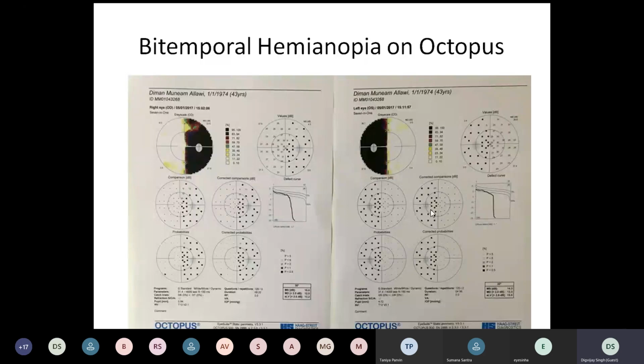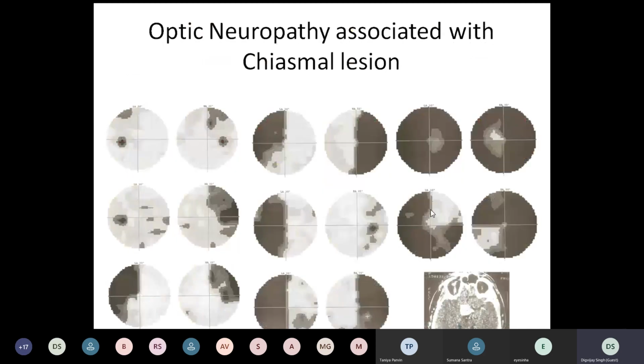So I've kept this here, so that you don't make a mistake. Always keep the fields on the correct side when you get them, and that's when you need to see what the field is. And remember, in neuro-ophthalmology fields, you always want to interpret both fields together. Just a one-eye field doesn't make sense. So you always must ask for what the field in the other eye is.